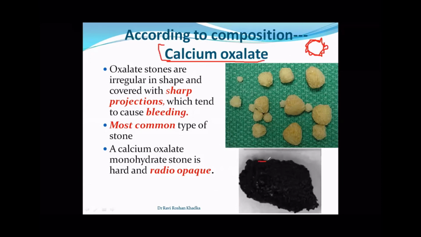Sometimes the stone is covered by a clot due to excessive hemorrhage. It can be seen like this as well. And the more important point is that all the calcium stones are radiopaque stones. That means you can see these stones in a plain X-ray KUB.